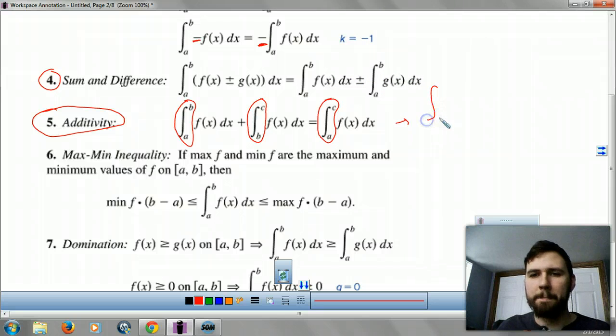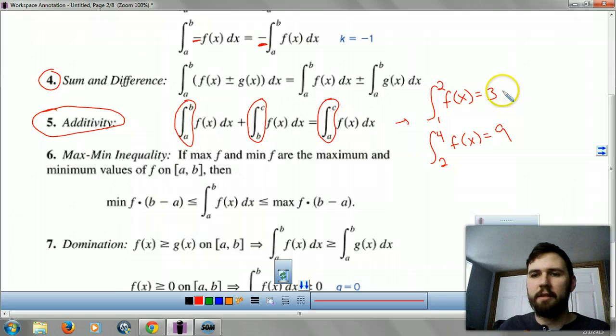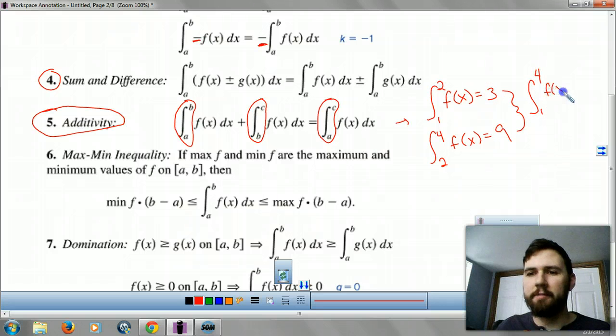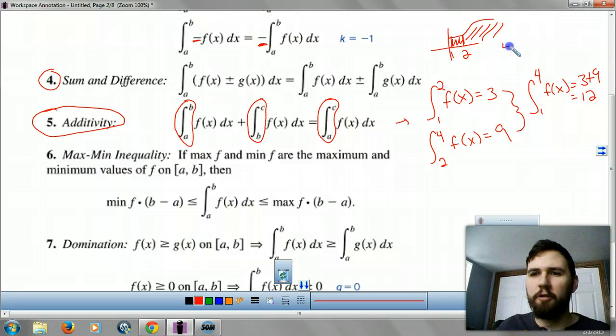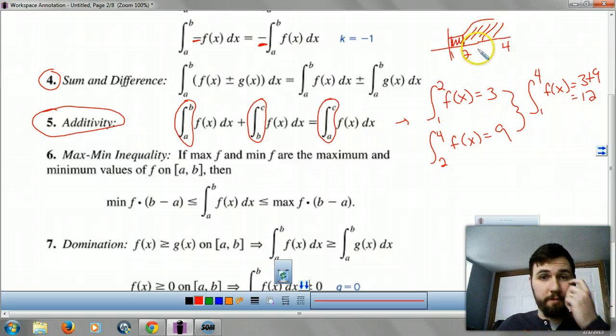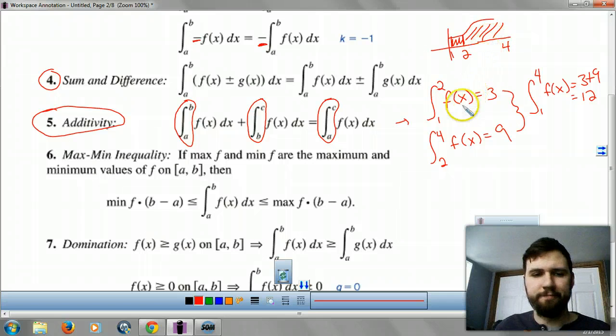What that says is, if I know the area from 1 to 2 of f of x is 3, and I know the area from 2 to 4 of f of x is 9, then my area from 1 to 4 of f of x is 3 plus 9, which is 12. That makes sense because if you have some graph and you know the area from 1 to 2, and then the area from 2 to 4, to find 1 to 4 you just add them both up. Not too bad.